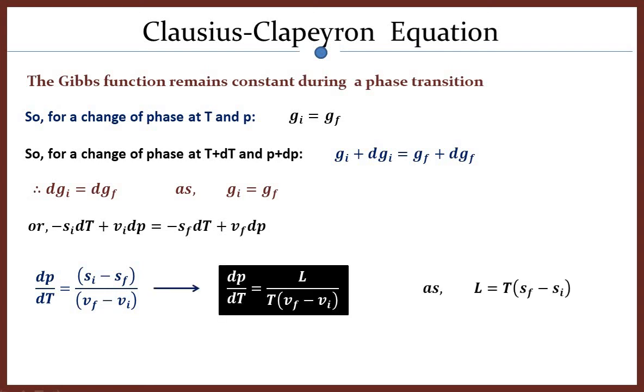What is Si minus Sf? Si minus Sf is L upon T. This point we have already discussed in this video. Therefore, dP upon dT equals L upon T times Vf minus Vi. And what is this? This is the Clausius-Clapeyron equation. This equation we have already derived in the previous lecture with the help of Maxwell's relation. And in this lecture we have derived this equation using the concept of first order phase transition.